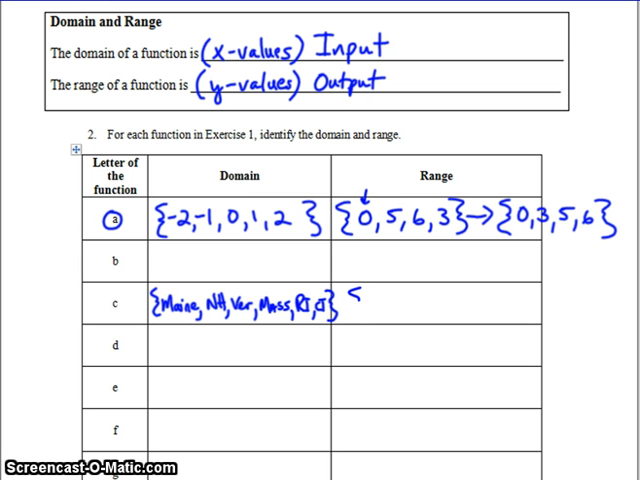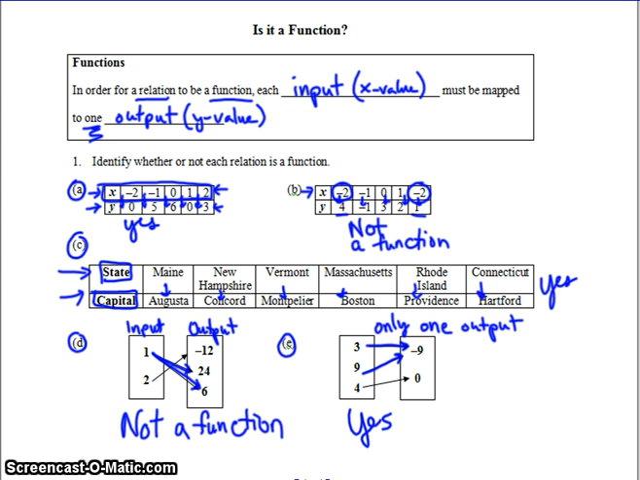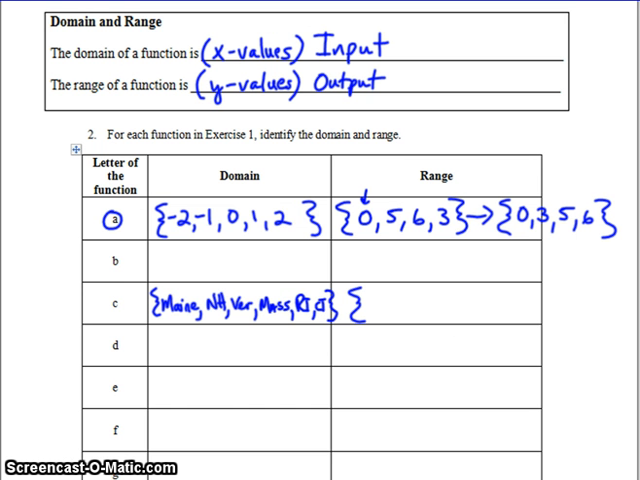And then the range is all the capitals. Augusta, Concord, Montpelier, Boston, Providence, and Hartford. So that's domain and range.